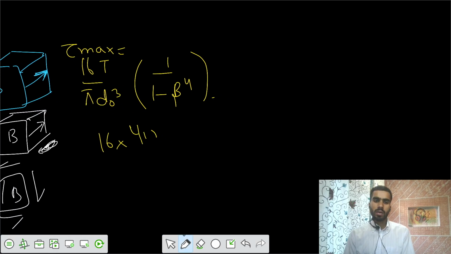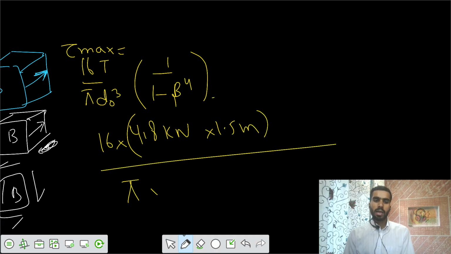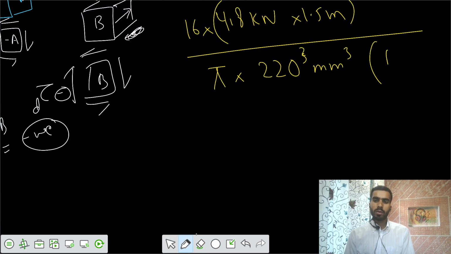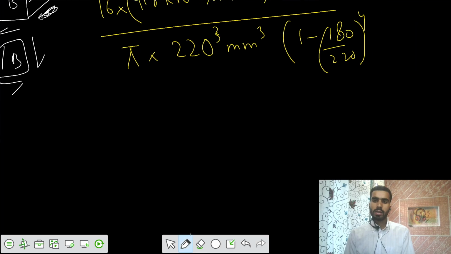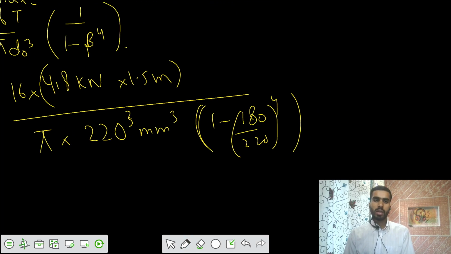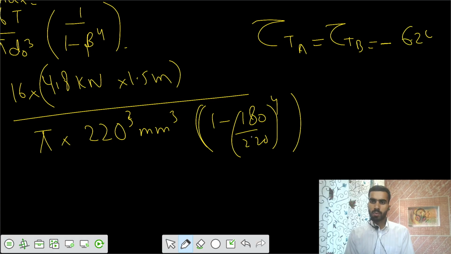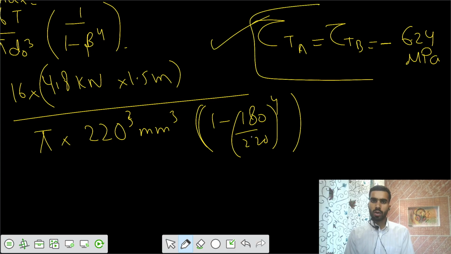Pz into 1.5 meter. This is your torque, divided by pi d outer cube. That is 220 cube, times 1 minus beta to the power 4, that is 1 minus 180 by 220 to the power 4. And you have this bracket. So you get the value of tau t at A. Tau t at A equals tau t at B, that is minus 6.24 megapascal. So you got the first stress, where that is your shear stress.